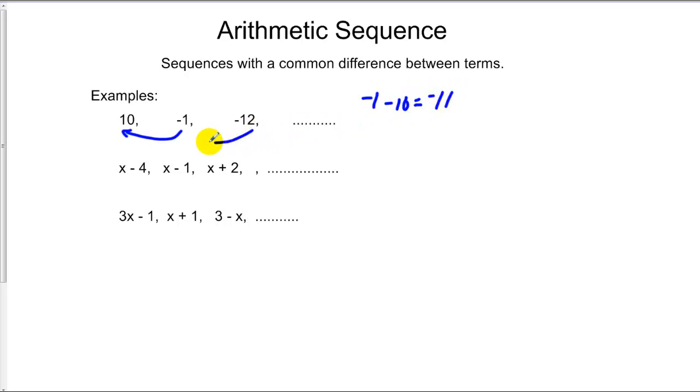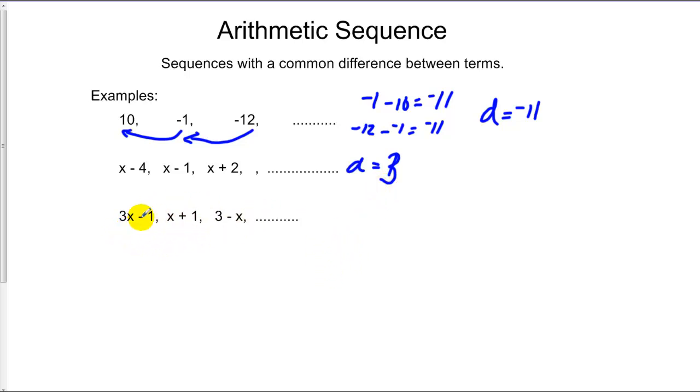Likewise, when I go from my third term to my second term, I'm going from -12 to -1, and that difference is -11. So we say the common difference is -11. You'll see in this second sequence, the difference is going to be an expression rather than a specific number. And if I subtract each time, you'll notice the x is reduced, and I have a difference of 3. Whoops. So in actuality, it is a number.